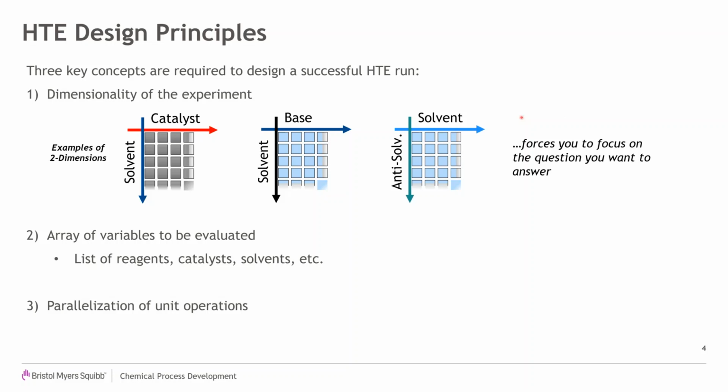So once you have that dimensionality defined, then you need to compile a list of all of the variables within each dimension. So in this example, it would be a list of reagents, solvents, catalysts, etc. And you need to define that for each dimension. And finally, the last one to really maximize efficiency is to parallelize each of your unit operations in order to do them as quickly and efficiently as possible. And Katalyst really excels at incorporating all three of these design principles.